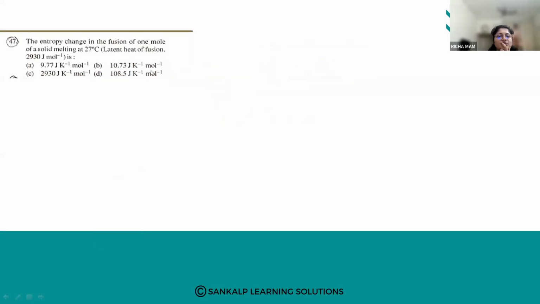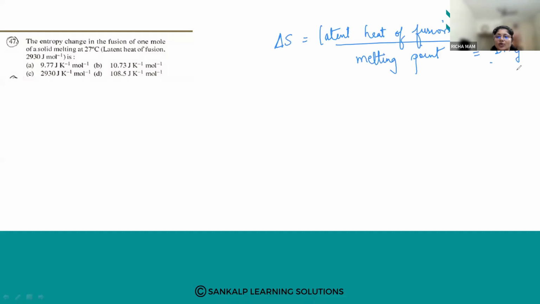The entropy change in the fusion of 1 mole of a solid melting at 27 degrees Celsius, latent heat of fusion is given as 2930 joules per mole is. So you have to find the entropy change when you are fusing 1 mole of solid which is melting at 27 degrees Celsius. So entropy change is given as latent heat of fusion upon the melting point. Latent heat is delta H, and the melting point is your temperature.